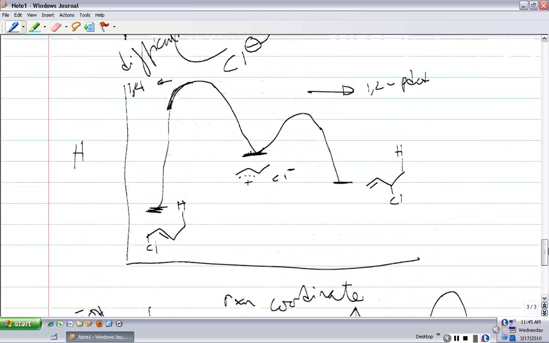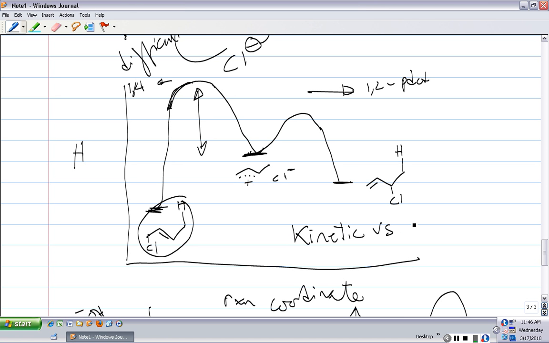That is not true in this case. The more stable product forms via the more difficult reaction pathway. And there is a term we're going to use for this kind of event. We say the reaction is an issue of kinetic versus thermodynamic control of a reaction. So kinetics controls the formation of the 1,2 product because it's formed faster. Thermodynamics, stability, controls the formation of the 1,4 product because it's more stable.